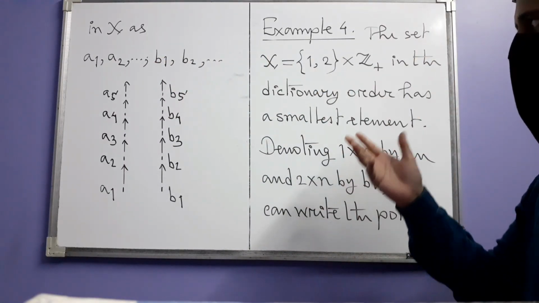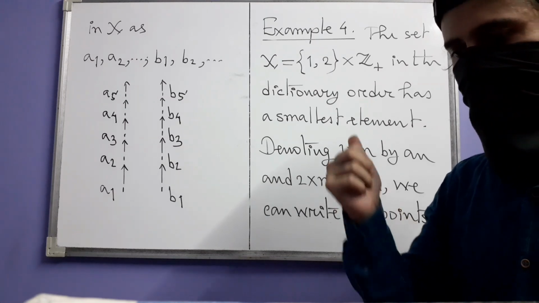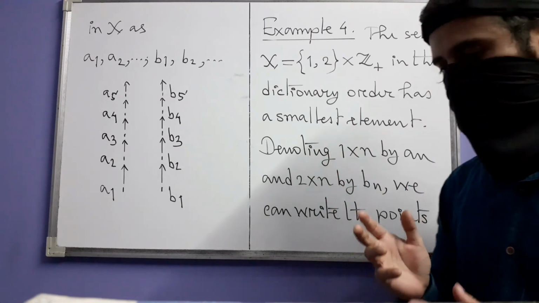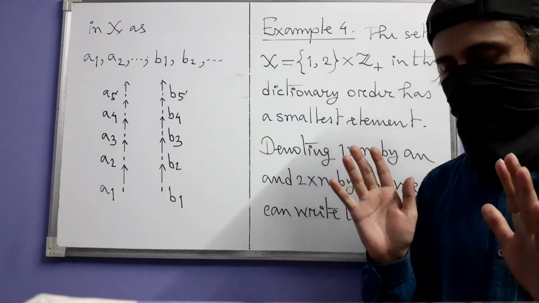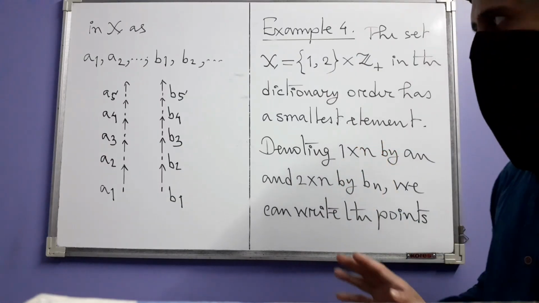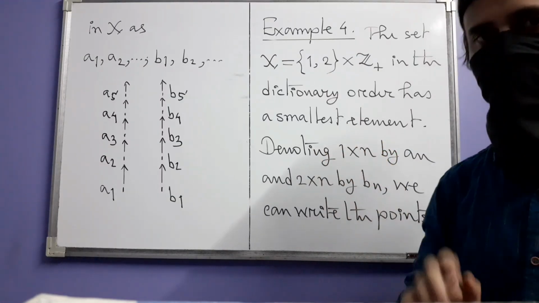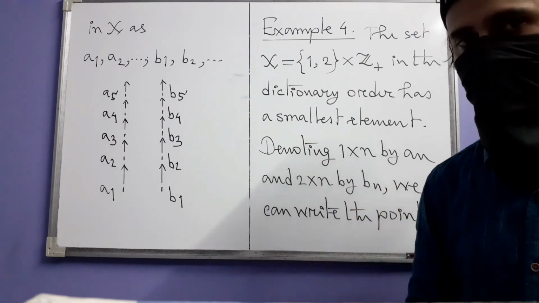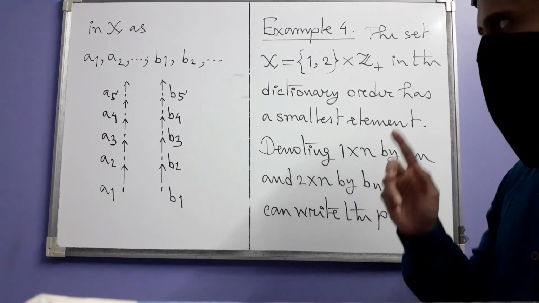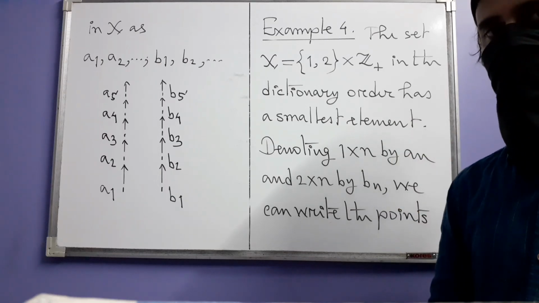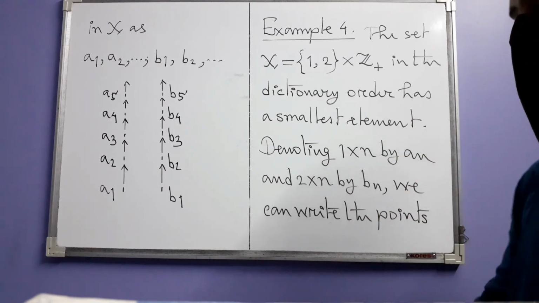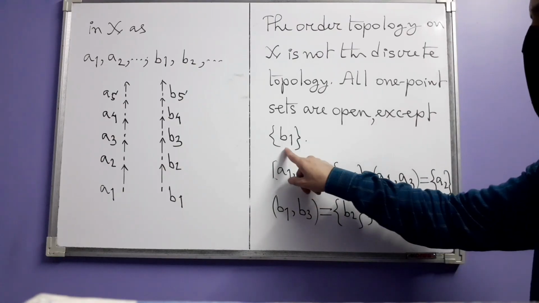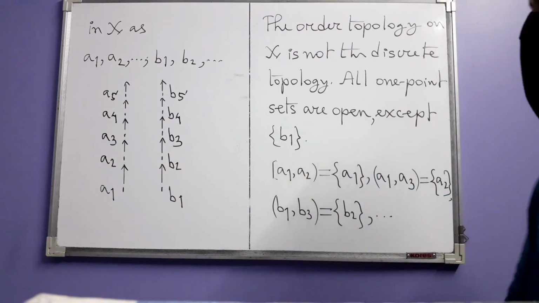Now, in this dictionary order, just like the set of positive integers, we do not exactly get the discrete topology, although almost all sets are open here as well. I mean, all singleton sets are open, but there is one singleton set which is not open. Let's see which one it is. That one point set is the set consisting of b1.